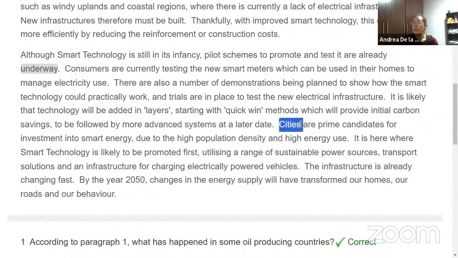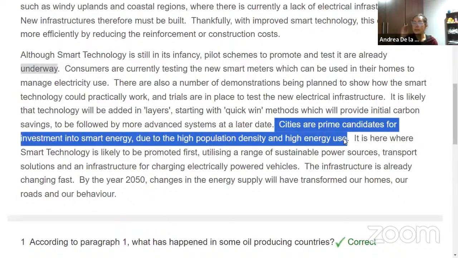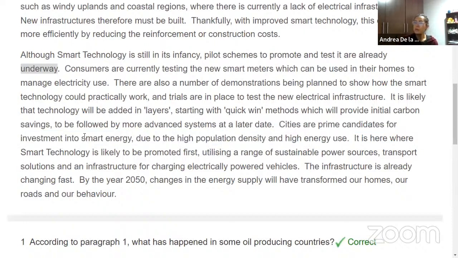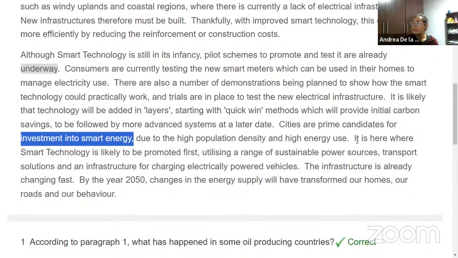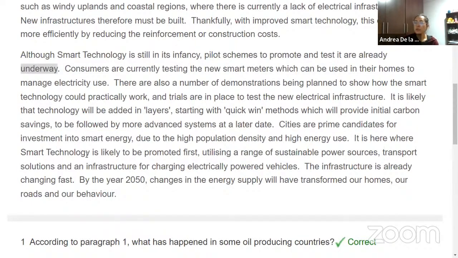Cities are prime candidates for investment into smart energy due to the high population density and high energy use. The first thing we know is that cities are prime candidates for investment into this technology, right? So probably they're going to be investing in smart technology soon. It is here where smart technology is likely to be promoted first. Okay, that's another interesting fact.